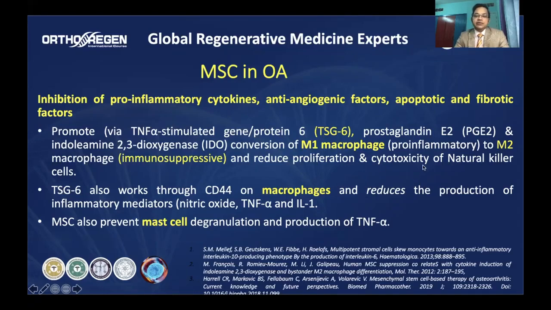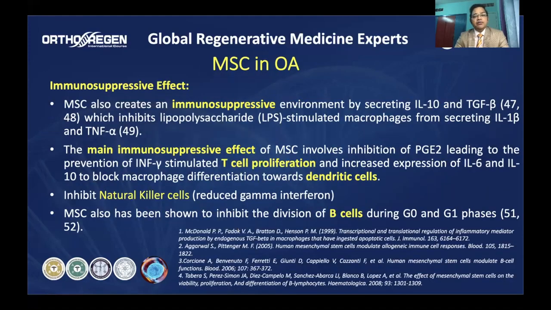They also reduce the proliferation of natural killer cells, also act on the macrophages, and they prevent the release of further inflammatory markers from macrophages like nitric oxide, tumor necrosis factor alpha, and interleukin 1. They also prevent mast cell degranulation. So they are acting on all the cells involved in innate immunity.